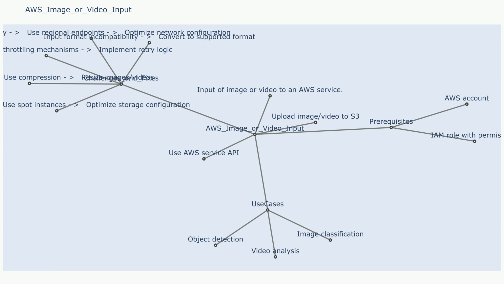Network latency. Network latency can affect the performance of your image or video processing tasks. Use regional endpoints. Use regional endpoints for the AWS services that you are using. This will reduce the latency between your application and the service. Optimize network configuration. Ensure that your network configuration is optimized for performance. This may involve adjusting bandwidth settings or using a content delivery network (CDN).